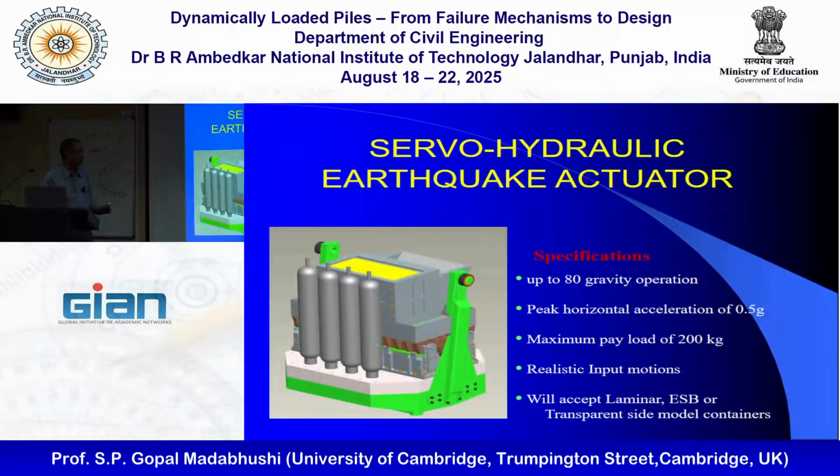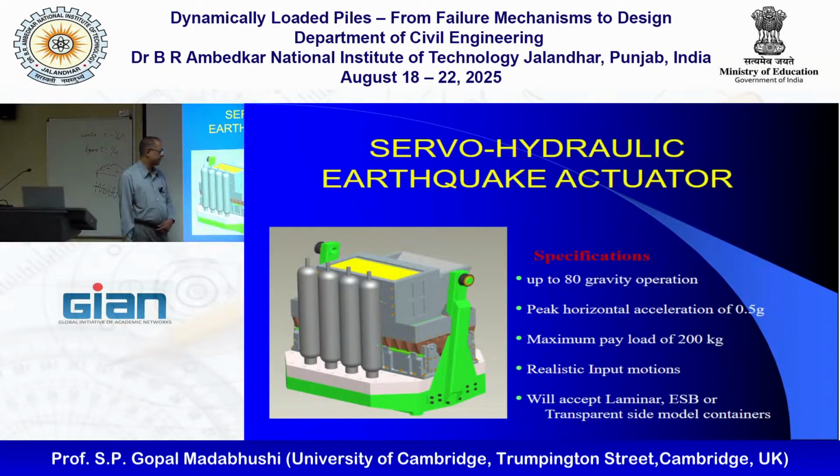The more expensive version is this one. This is the servo hydraulic shaker. Again, we built it. We bought some critical components, but it's all done in Cambridge engineering department. This can go up to 80 g, with a load of about 200 kilograms. And the big party trick this one has is it can do realistic input motions. It can also do sinusoidal motions, but we can also do realistic input motions. And we designed this so that it can receive all the special model containers we designed for SAM actuator can also go on this, so that we are not rebuilding everything.